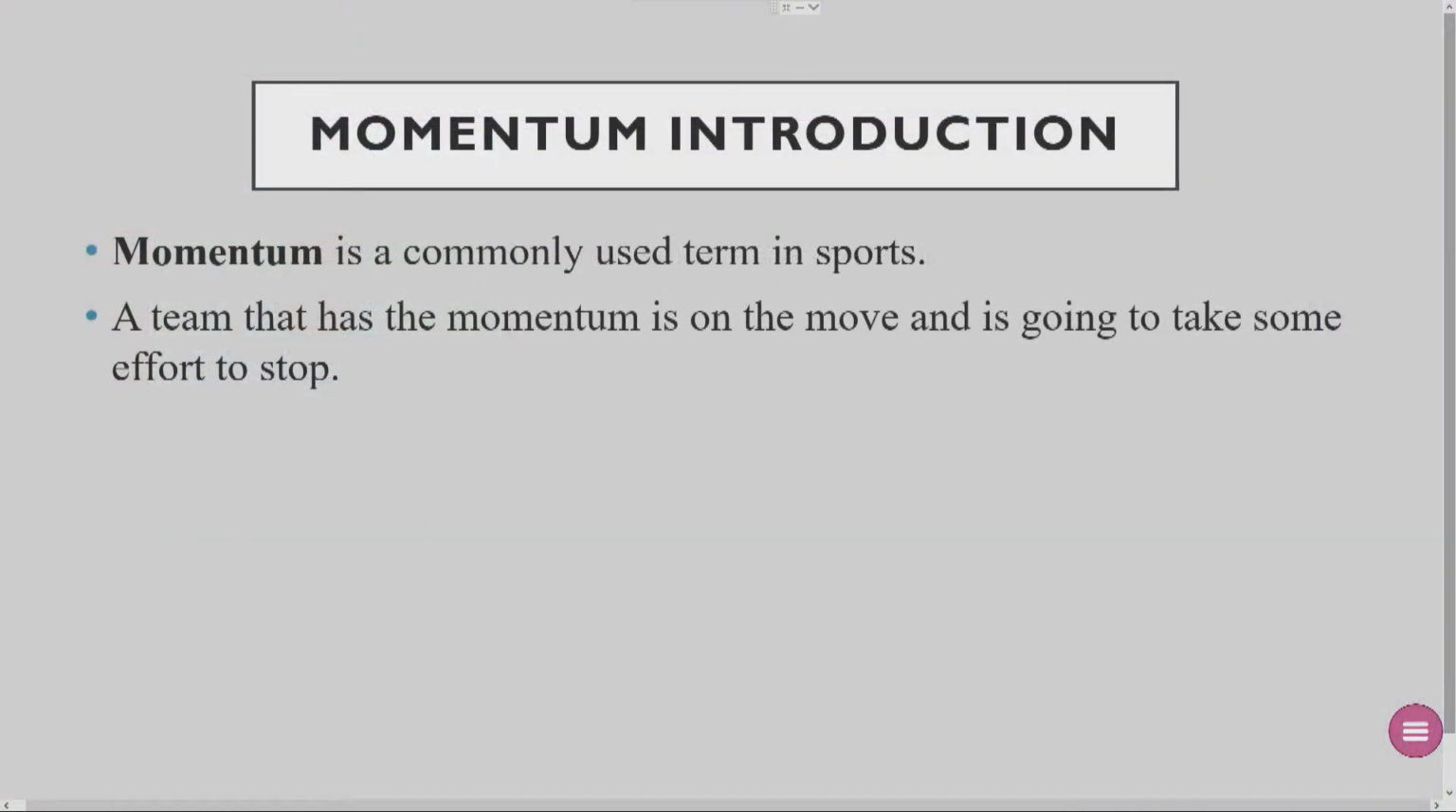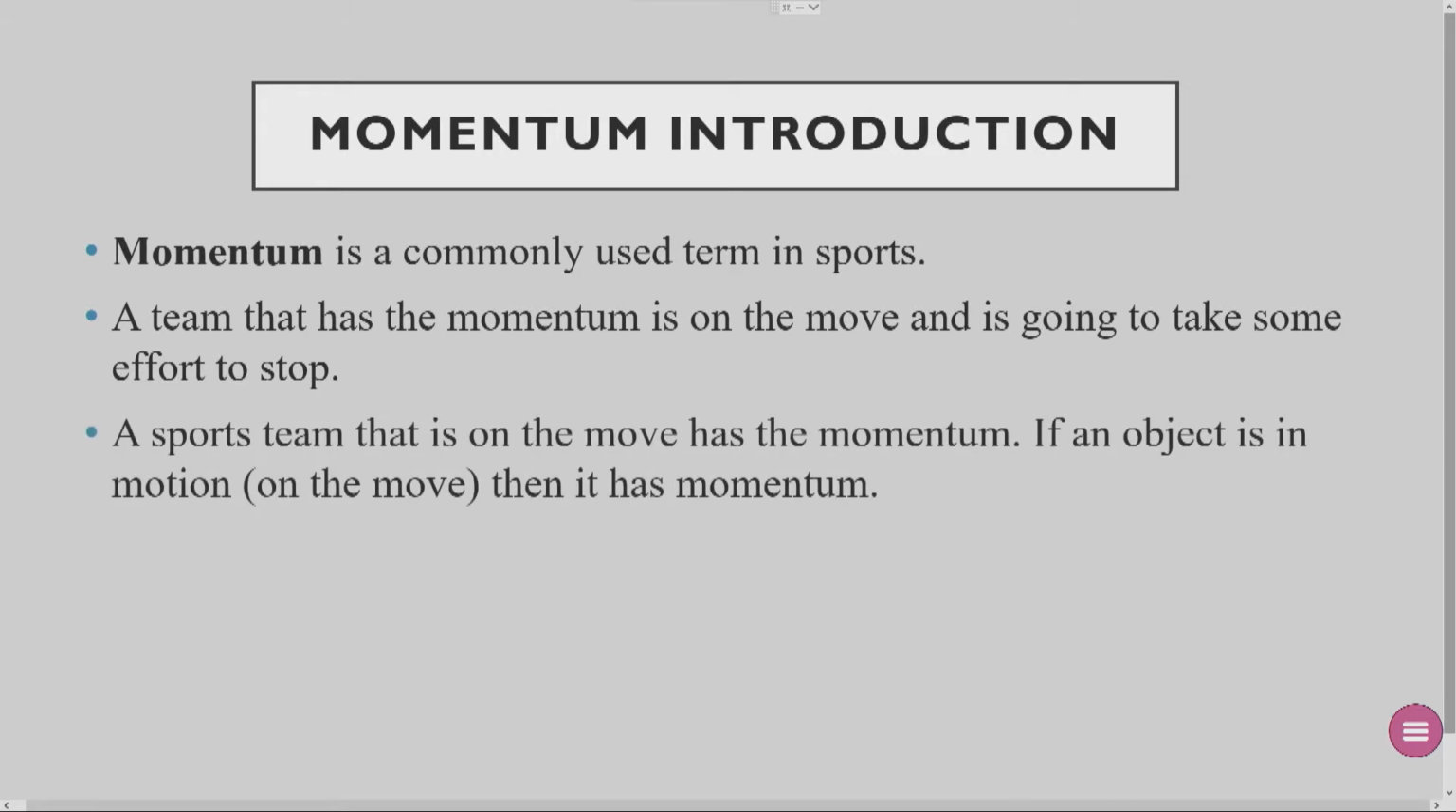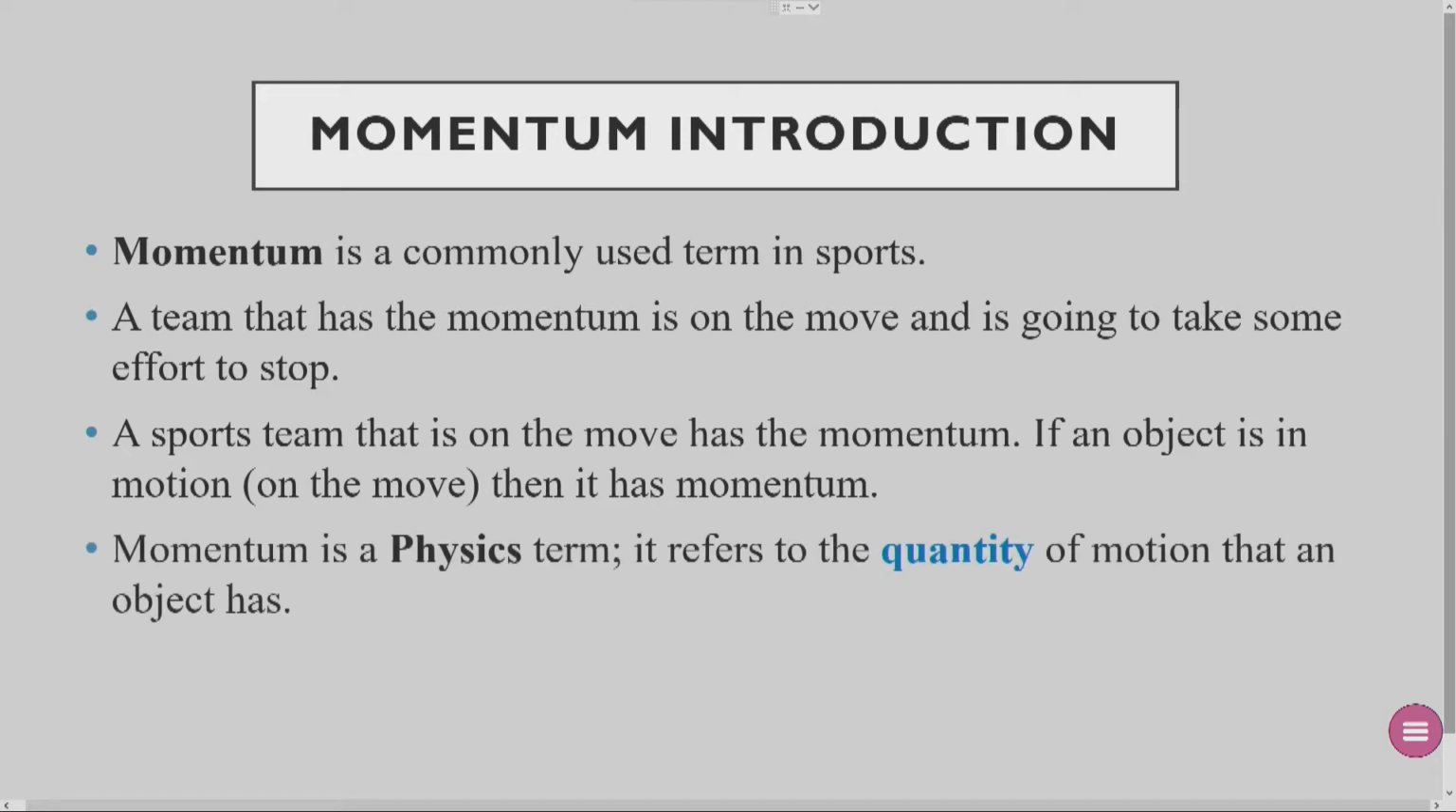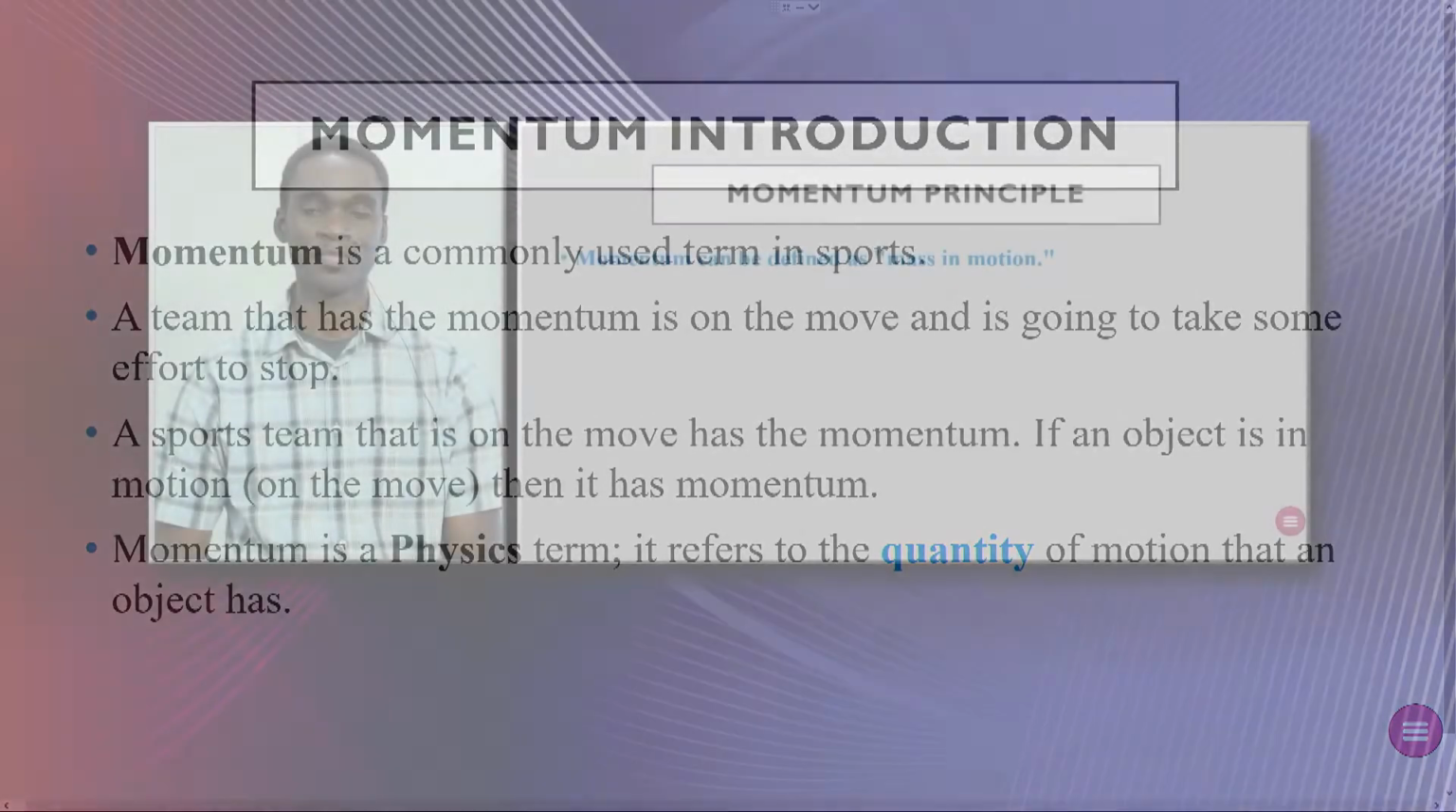Momentum is a commonly used term in sports. A team that has the momentum is on the move and is going to take some effort to stop. A sports team that is on the move has the momentum. If an object is in motion, that is, it is on the move, then it has momentum. Momentum is a physics term, and it refers to the quantity of motion that an object has.